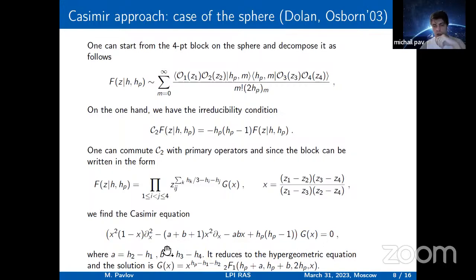And this is almost the hypergeometric equation, and the solution is given here, which is the very well known global block on the sphere, given by a hypergeometric function. And this is quite a useful approach. And basically the first part of our work is to do the same thing on the torus.